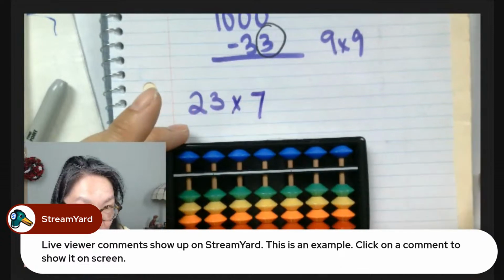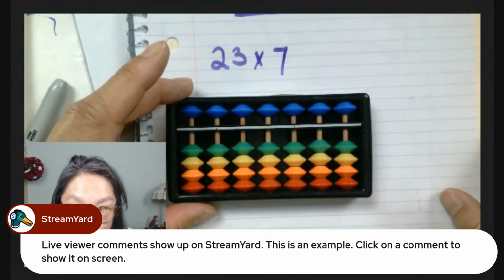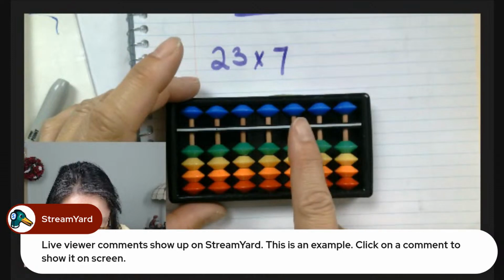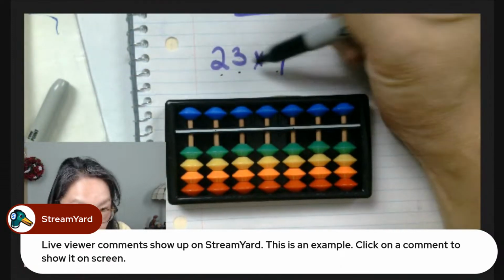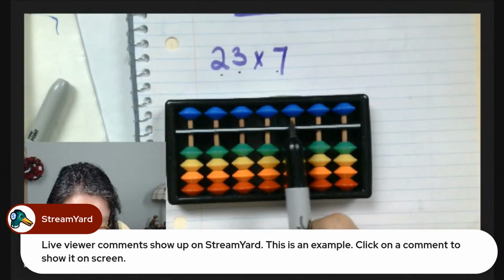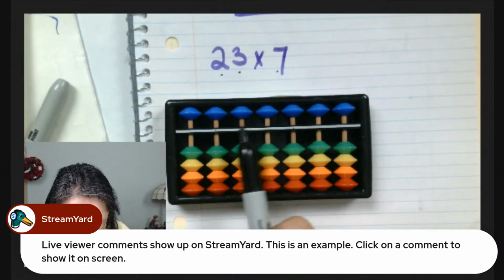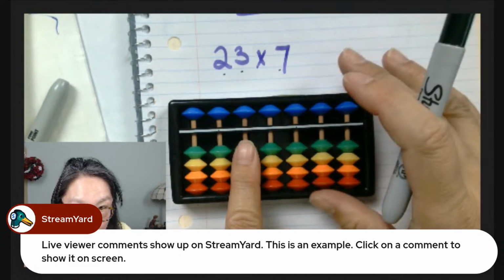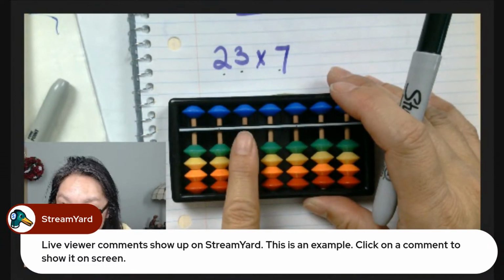So the first thing on the abacus is to understand where we are going to put our numbers. What we do is we count our digits: 1, 2, 3. We count our digits so we know where to put our answer. So the answer is going to be somewhere around here. A ballpark figure, just to get an idea where we're going to go.